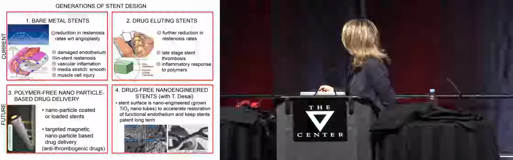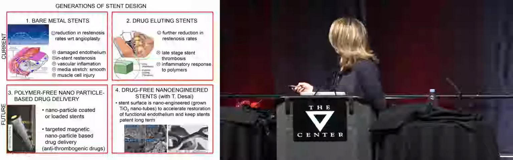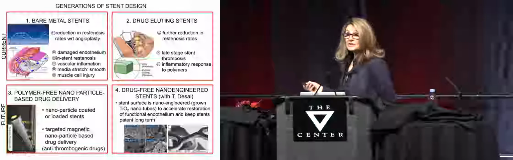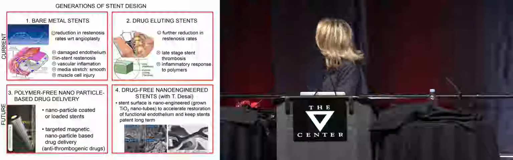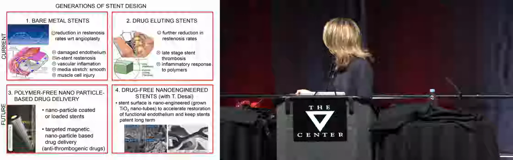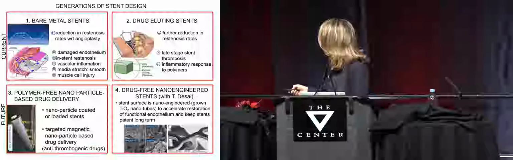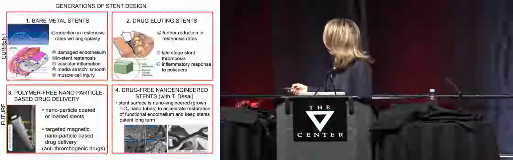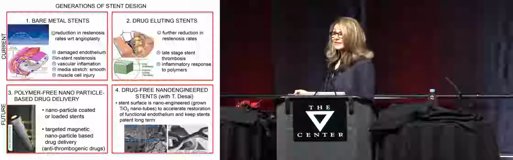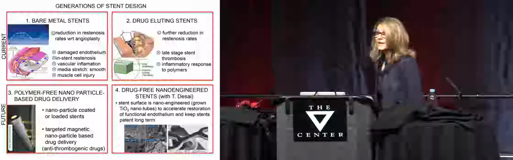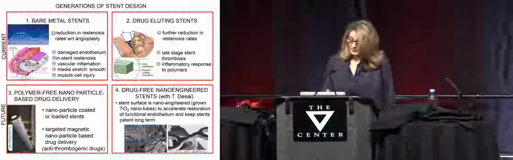These stent struts are lined by nano-engineered, grown titanium dioxide nanotubes. Titanium dioxide is a powder which is actually used also in toothpaste, for food coloring, in makeup and so on. So they can actually grow nanotubes from titanium dioxide that cover the stent surface and give rise to this nano-structured surface of the stent, which has been shown to promote and accelerate the restoration and growth of functional endothelium and keep stents patent for a longer time.